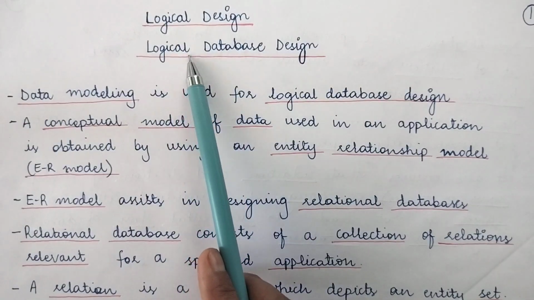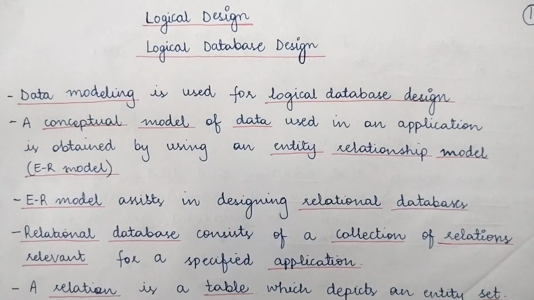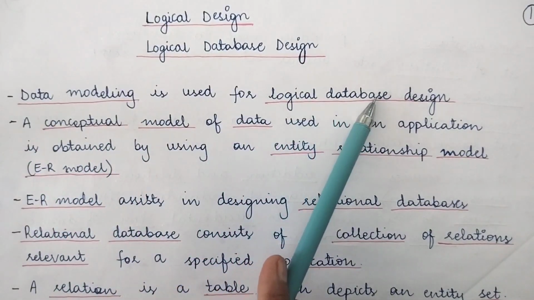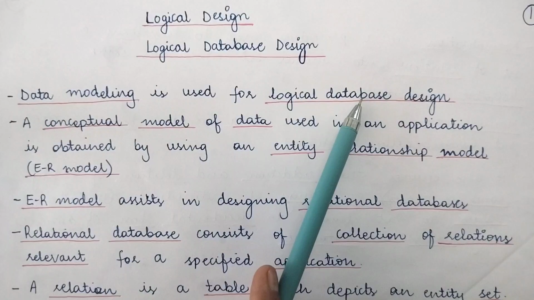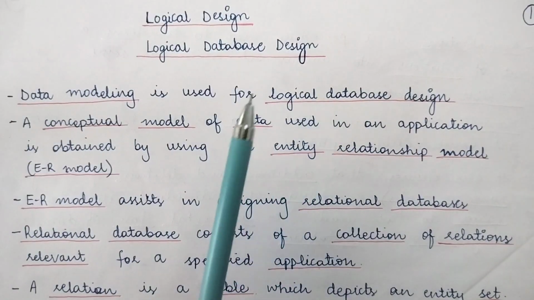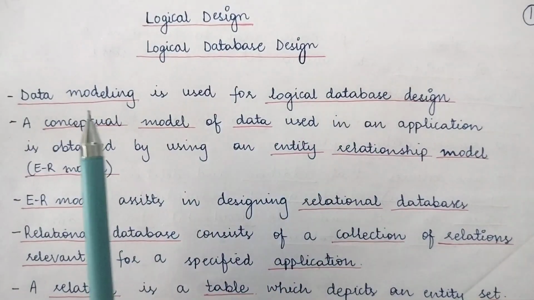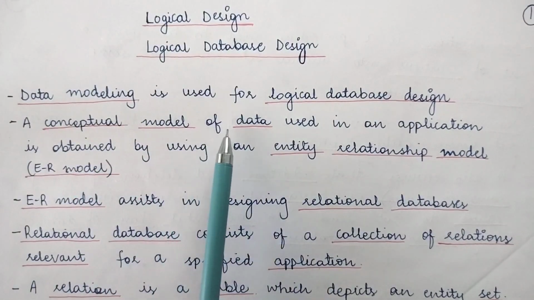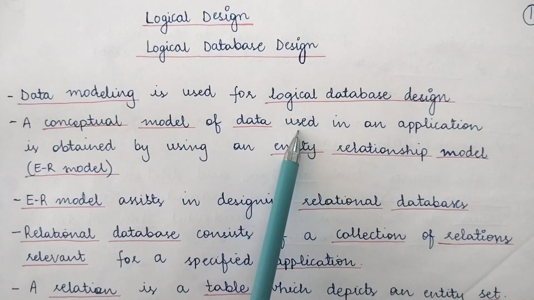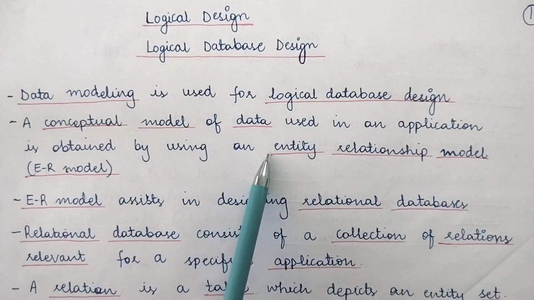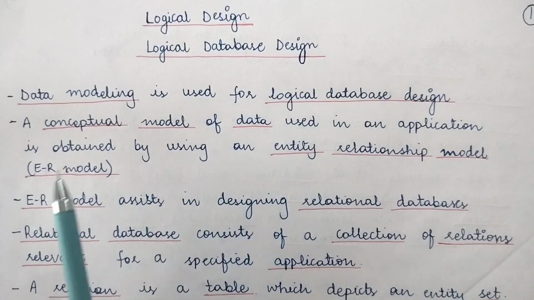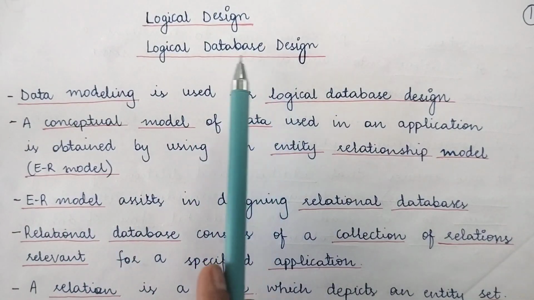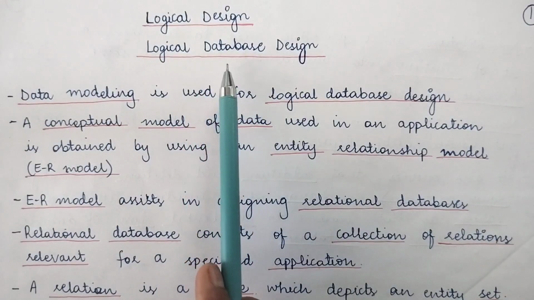So this is what logical database design means. So basically data modeling is used for logical database design. Whenever we have to design the database logically, that means for the logical database design, data modeling is used. So a conceptual model of data is used in an application which is obtained by using an entity relationship model or an ER model. So as I told you, logical database design means designing the database logically or conceptually.